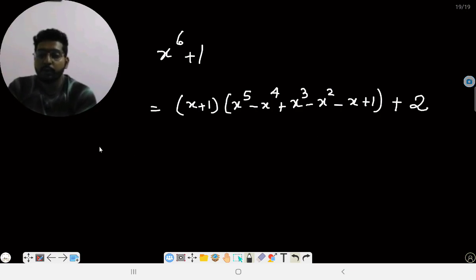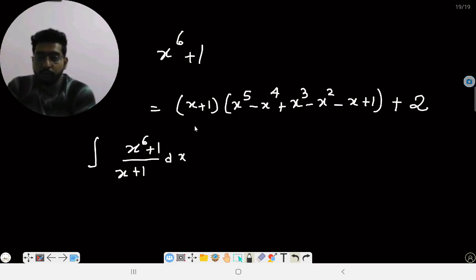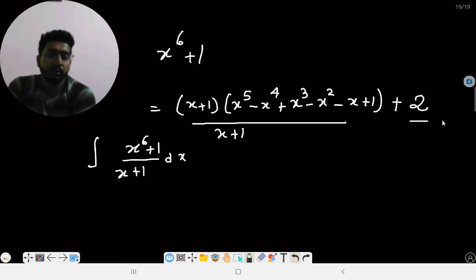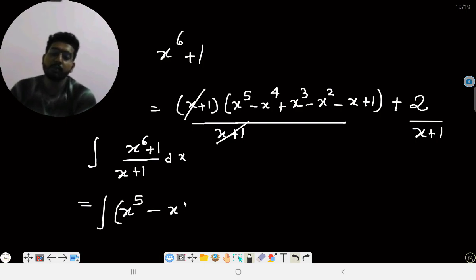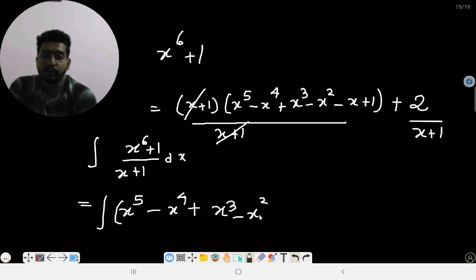Now we have to find what? We have to find the integration of x to the power 6 plus 1 by x plus 1. Now we can see, if I divide this one by x plus 1, here also x plus 1, what will happen? X plus 1 and x plus 1 will cancel out. So it will come like this, x to the power 5 minus x to the power 4 plus x cube minus x square minus x plus 1, and at the end 2 by x plus 1 dx, like this.